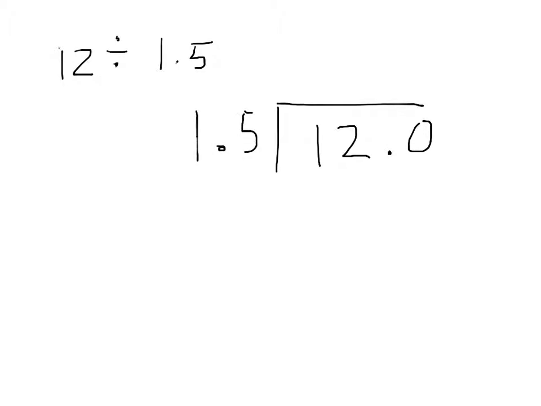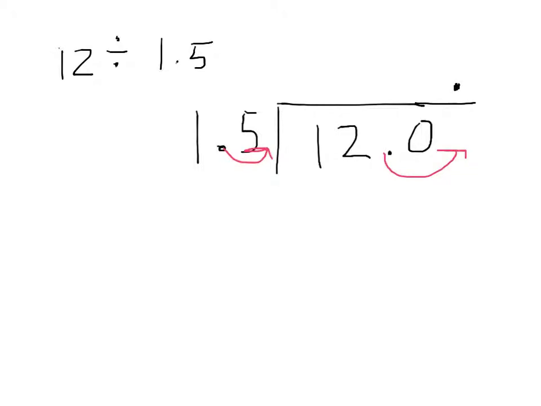Okay, and remember, we need to change this into a whole number so that it's easier to divide. So to do that, I need to move my decimal, and I'm going to move it once. Okay, and what I do to one side, I need to do to the next side. So 1.5 becomes 15, and 12 becomes 120. And then I'm going to move my decimal up right away. That way I don't forget it.